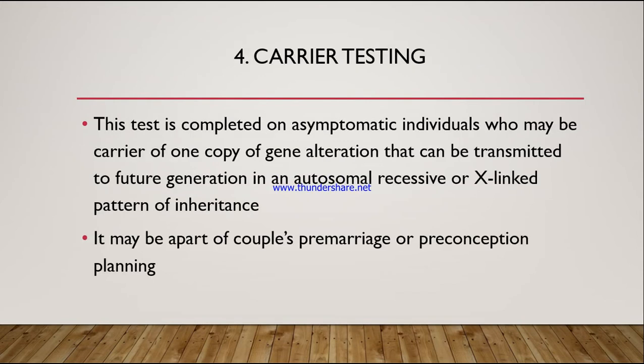Then fourth is carrier testing. A carrier is a person who is carrying the defective genes, or the mutated genes. So this test is completed on asymptomatic individuals. This is performed on asymptomatic patients, who are not showing any signs and symptoms of genetic disease, who may be a carrier of one copy of a gene alteration that can be transmitted to future generations in an autosomal recessive or X-linked pattern of inheritance.